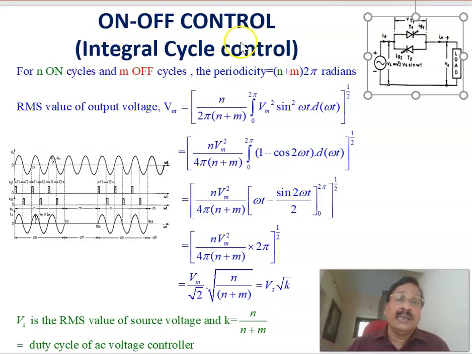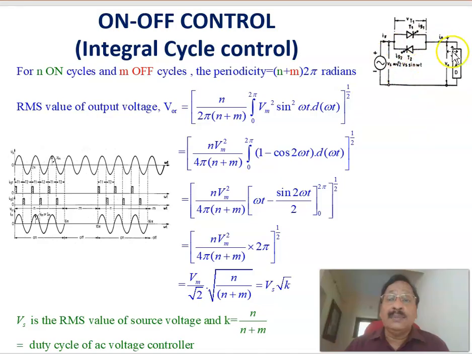Continuing the integral cycle control or on-off control, the circuit diagram is as we have already seen: a single phase input, and this is the load, and there are two thyristors connected back to back, T1 and T2. For a certain number of cycles the load is connected to the source, and for certain number of cycles it is disconnected. Here you have to calculate the output voltage: what is the RMS value of the output voltage, and how can it be related to the duty cycle.